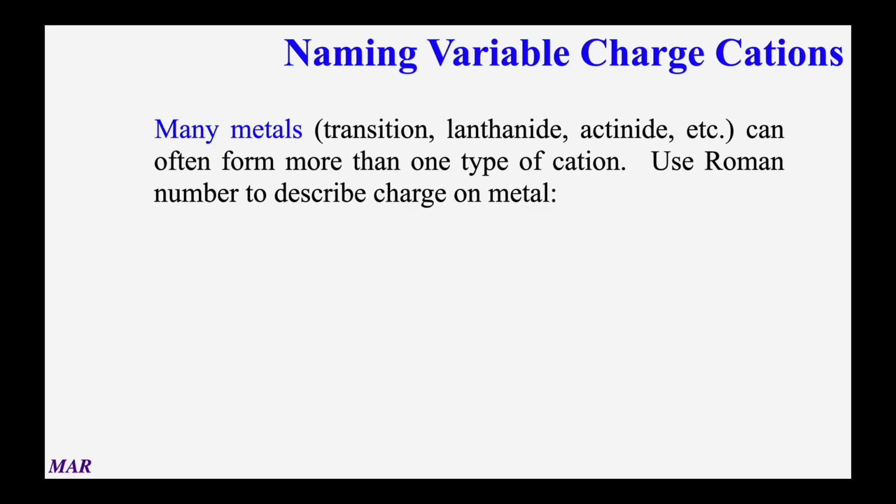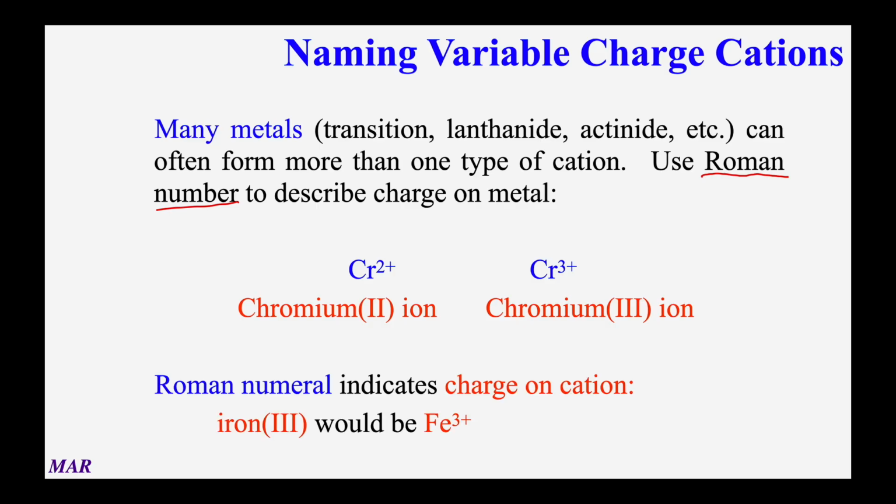So for chemists to talk to each other about which one they're dealing with, we're going to use Roman numerals to express the charge. Here are 2 examples of chromium. Chromium(II) and chromium(III), which are both very common.